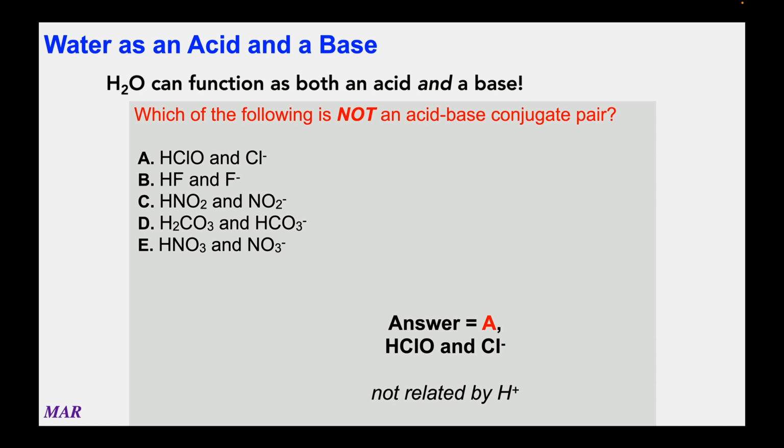Its conjugate is not going to be just chloride, because conjugates are related by H+. So the conjugate of HClO would be ClO-, and the conjugate of Cl- would be HCl. Those are how conjugates work, so it wouldn't be the other one. But if you look at B through E, they're all related by plus or minus an H+. So HF there on B, take away the H+, it becomes F-, plus an H+ becomes HF, you're good to go. The last one there, E, HNO3, take away an H+, you make nitrate, NO3-, add an H+ to nitrate, you make nitric acid.